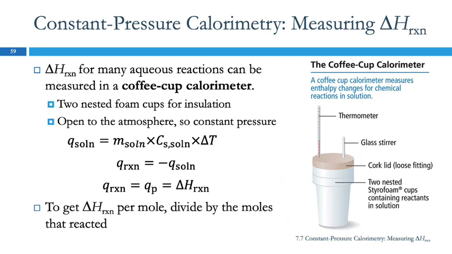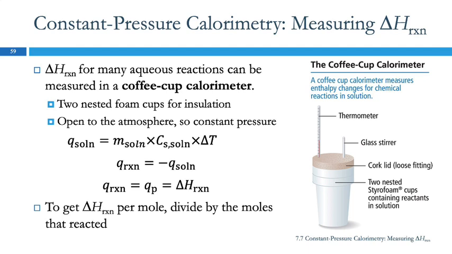As the name suggests, it's made out of styrofoam coffee cups. So 2 styrofoam coffee cups. This is showing a cork lid. We'll be using a cardboard lid when we do this in lab. We've got a thermometer here, and the reaction is going to occur inside the coffee cups. We use 2 cups to get better insulation. Ideally, we would have no heat escaping from inside the calorimeter to outside.